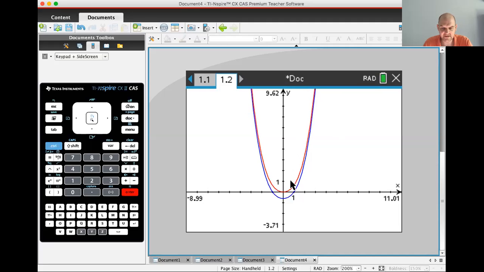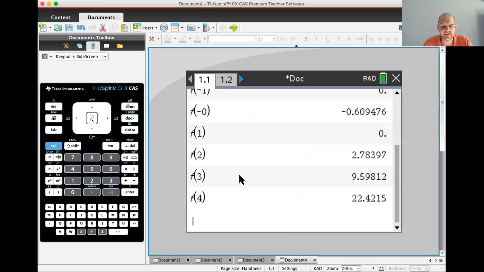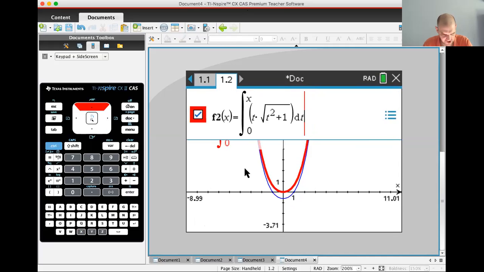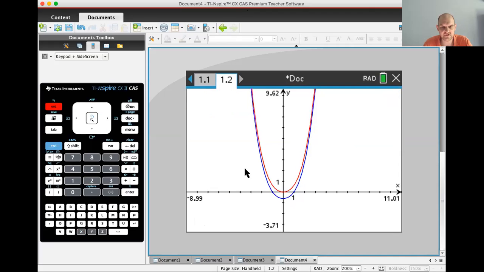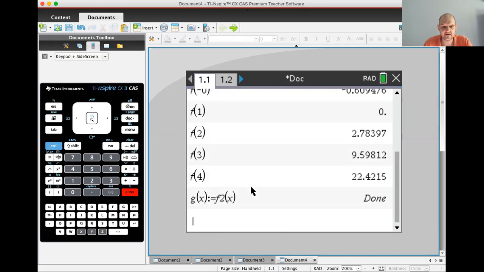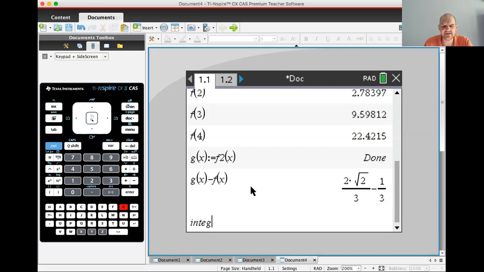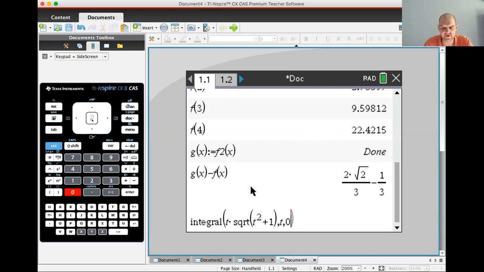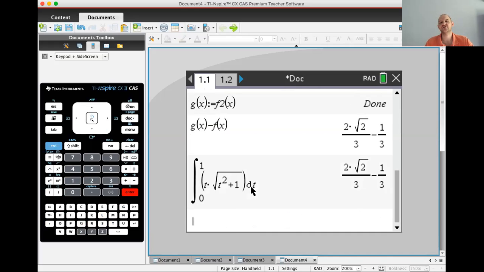Okay, so this is above this. How far above is it? We think that it is, let's see what happens here. F2 is g of x, and F1 is f of x. So if I set g of x equal to F2 of x and do g of x minus f of x, I get this. I think that's the integral of t times the square root of t squared plus 1, where t is a variable, from 0 to 1. And it is. So that's all the differences.